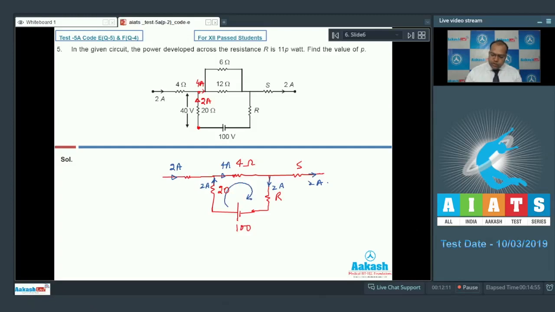So if I take the loop equation, then I can write 4 into 4, that is 16, plus 2R minus 100 plus 40 is equal to 0. So this is the KVL equation. On solving, the value of R comes out to be 22 ohm. So the power through the resistor R can be written as I square R. So 2 square into 22. So it comes out to be 88. So on comparison, the value of p comes out to be 8. So the correct answer for question number 5 is 8. Let's move to question number 6.